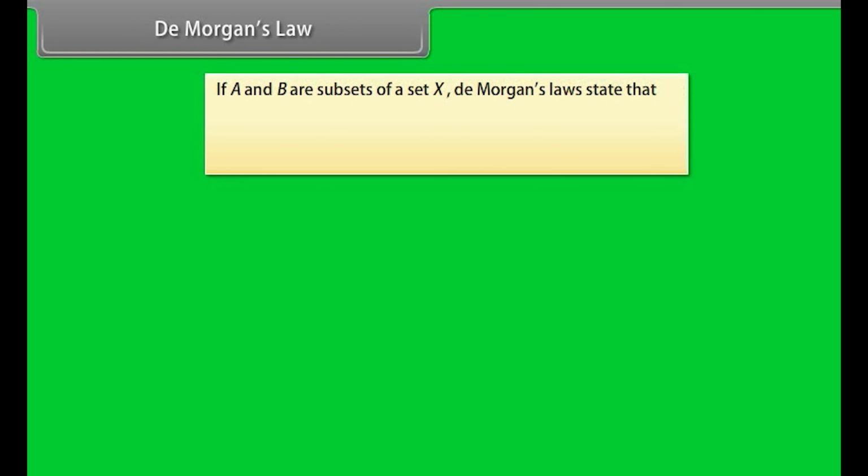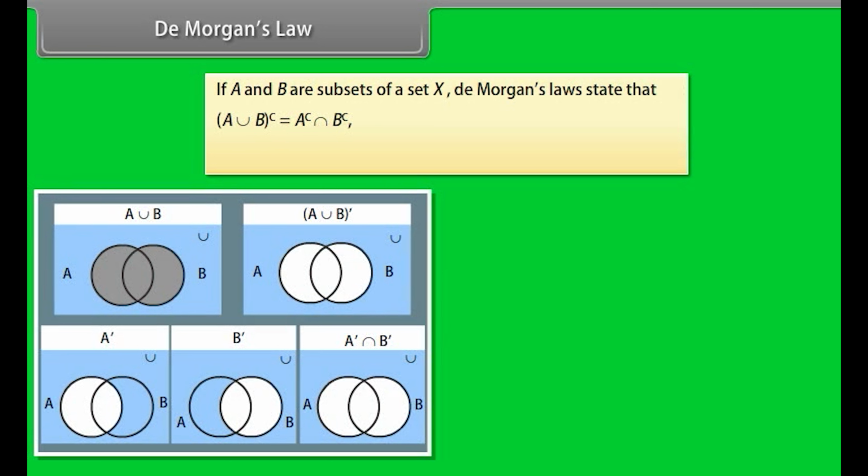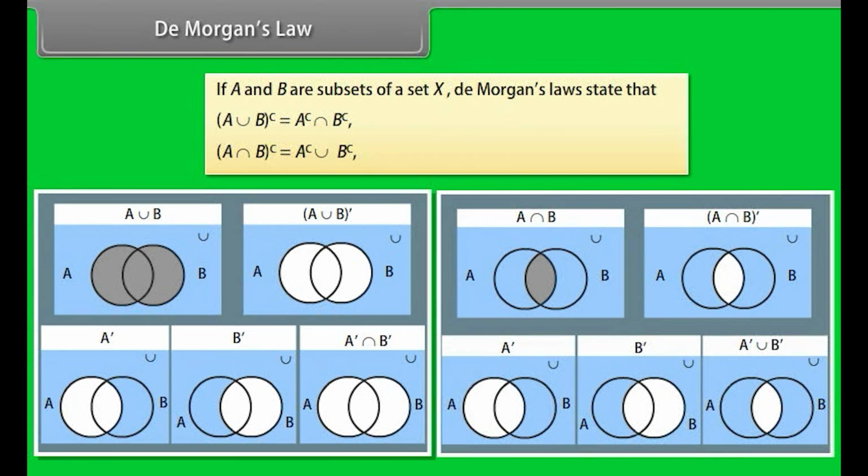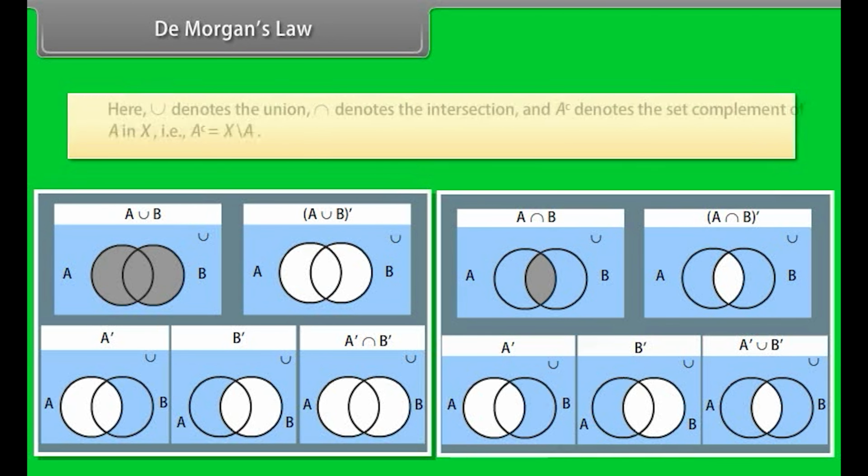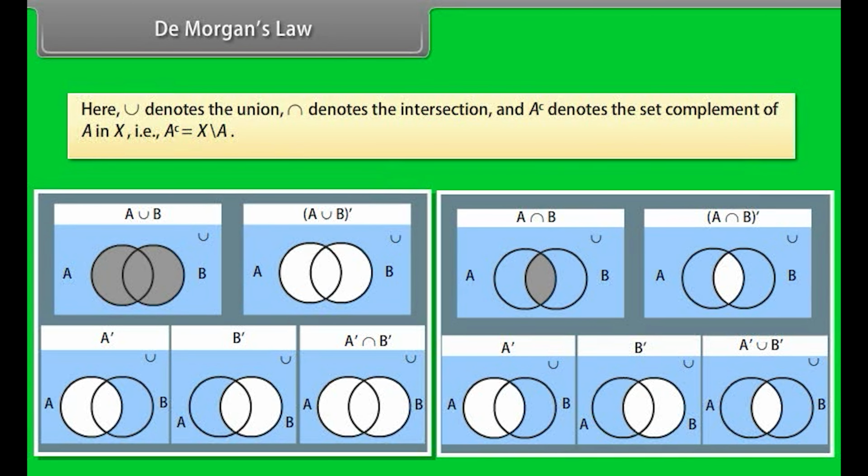If A and B are subsets of a set X, De Morgan's laws state that complement of (A union B) is equal to complement of A intersection complement of B. Complement of (A intersection B) is equal to complement of A union complement of B. Here, this denotes the union, this denotes the intersection, and this denotes the set complement of A in X.